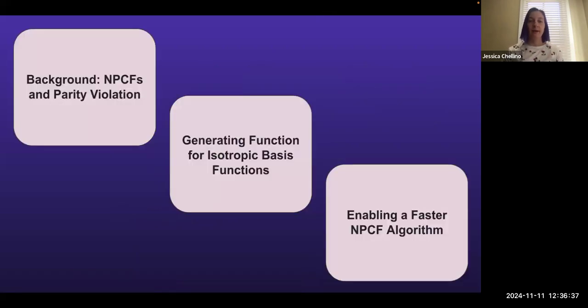I'll begin by going through a brief overview of endpoint correlation functions and how they can be used to search for parity violation. Then a majority of my talk will focus on how we developed a generating function for these basis functions, and I'll conclude by explaining how this generating function can enable a faster NPCF algorithm on the CPU.